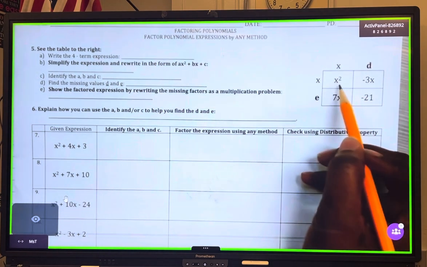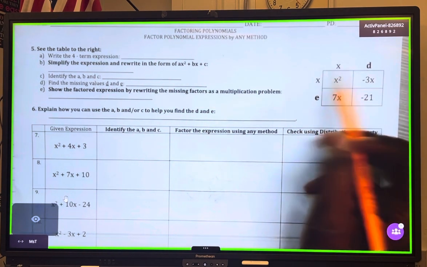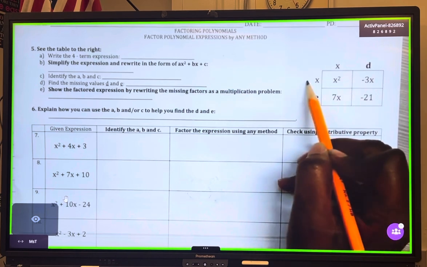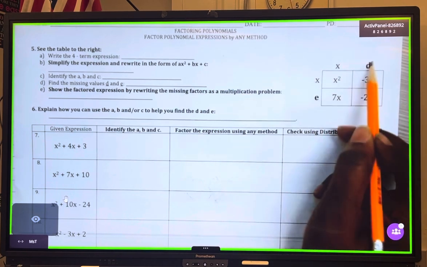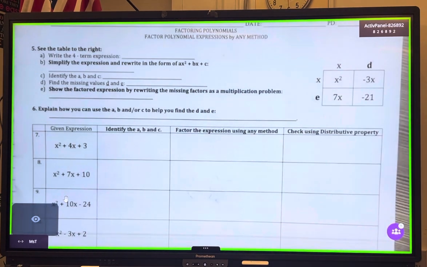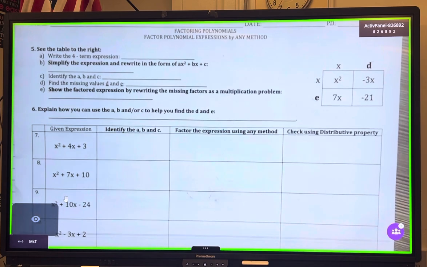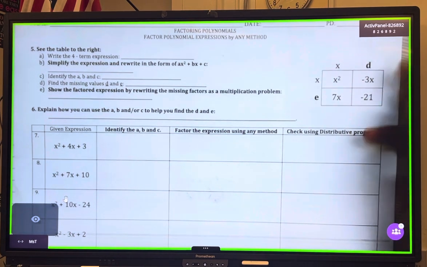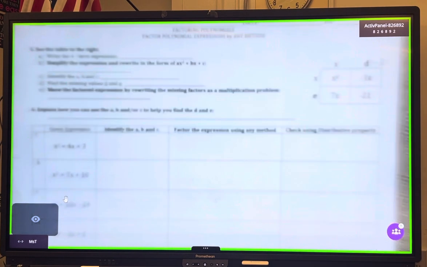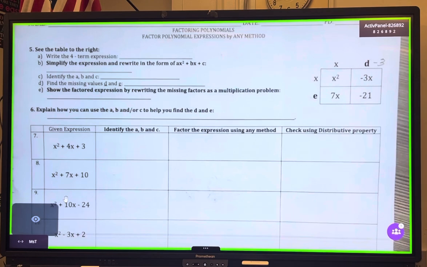I want everybody, real quick, take a minute. Look at this table. It's a Punnett square. They've already pulled out the x. Help me find the D and the E real quick. What do you think should be pulled out of both of those? What would they have in common? No. The D would be what? Negative 3. And the E would be what? Positive or negative? Positive. Why positive?